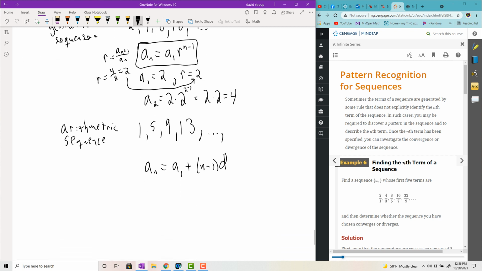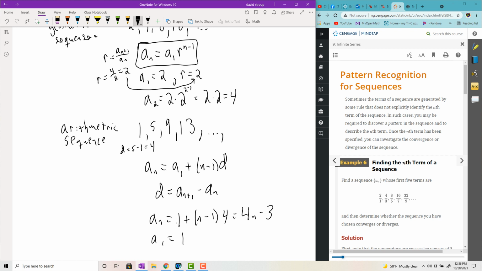In this case, you have a d value, which is the difference between two consecutive values. So d equals a sub n plus 1 minus a sub n. In this case, D would equal 5 minus 1, which would be 4. So our a sub n formula this time would be 1 plus n minus 1 times 4, which would be 4n minus 4 plus 1, 4n minus 3. Starting at 1, a sub 1 would be 4 minus 3 is 1. A sub 2 would be 8 minus 3 is 5, and you get it, right?